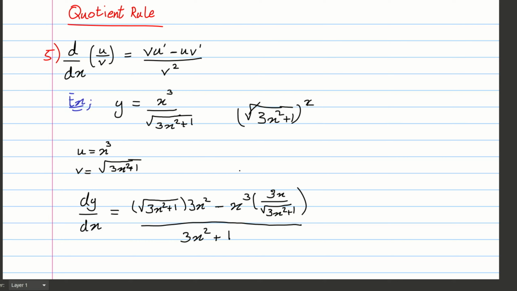A little shortcut to find the differentiation of an under root using the chain rule is d by dx of under root u, which is equal to 1 by 2 under root u times the differentiation of u, which is du by dx.